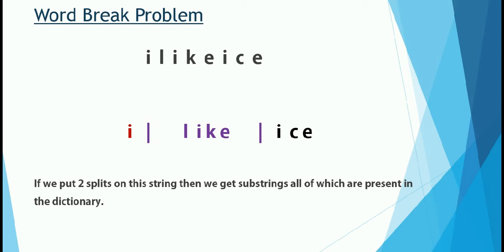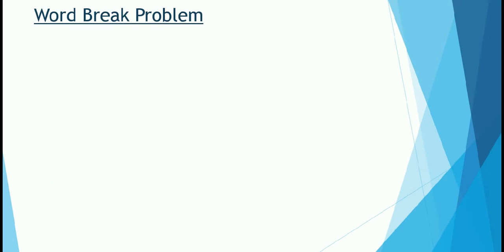In the dictionary which is given to us, these three words are present, and hence the answer is true for this string. All right, so if one is going to ask you that this is the string ILIKEICE, okay, according to the word break problem, can this be divided into substrings which are present in the dictionary, then your algorithm should calculate it as true. That is the answer.